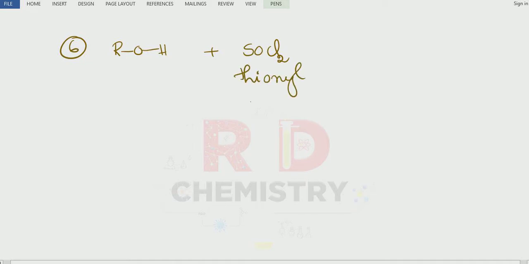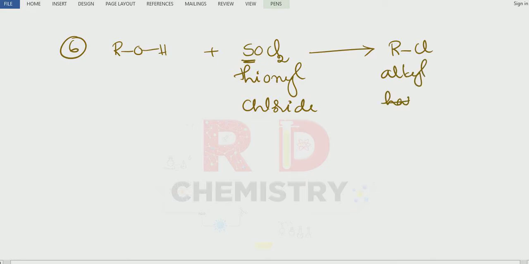The last preparation from alcohol: alcohols have formula ROH, correct? Reacts with SOCl2. SOCl2 is known as thionyl chloride. Remember, thio refers to sulfur. Here also the product is a similar product. So we have got a halogen here, so we can write RCl, alkyl chloride. We are going to get alkyl chloride.